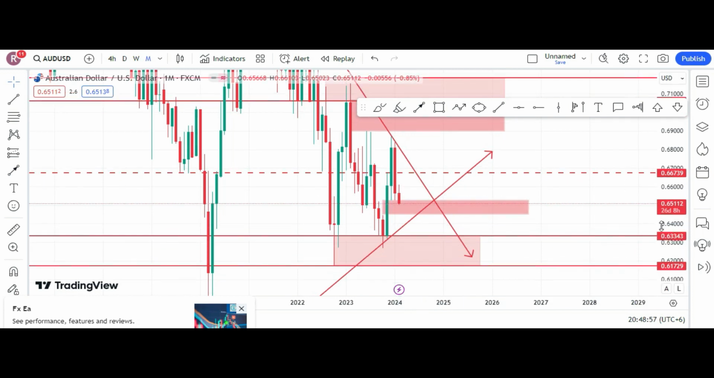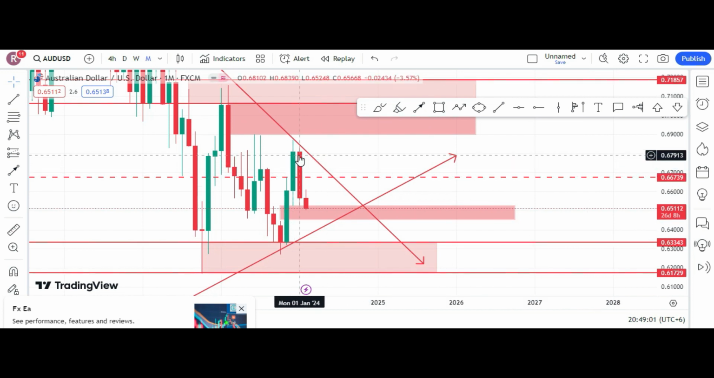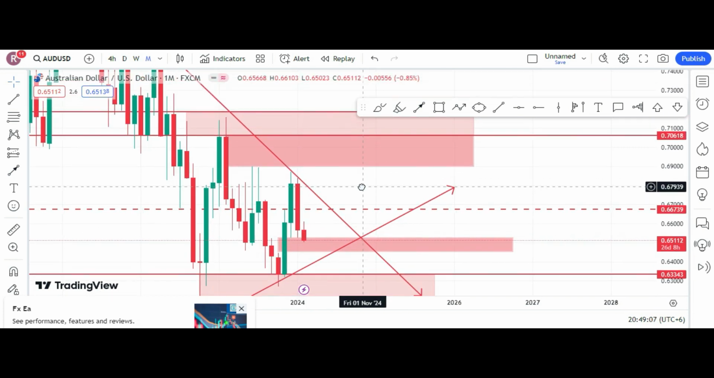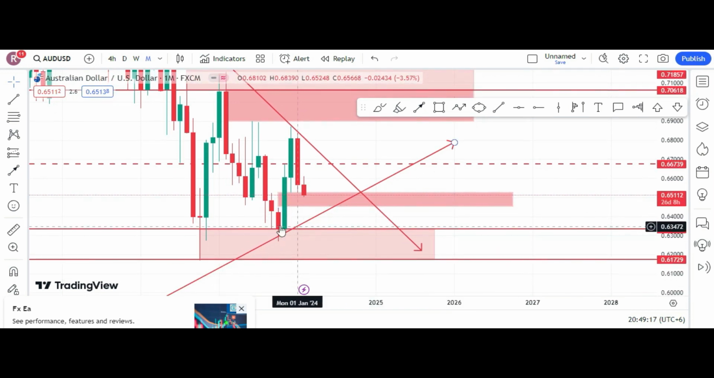And the thing we can take from here is this: we didn't have a double top here because in monthly we don't have. But we had a double top here, this green and red, this green and red, and it pushed the price here. After coming back to this area, it made a double bottom here, this red and green, and pushed the price again on the upper side.